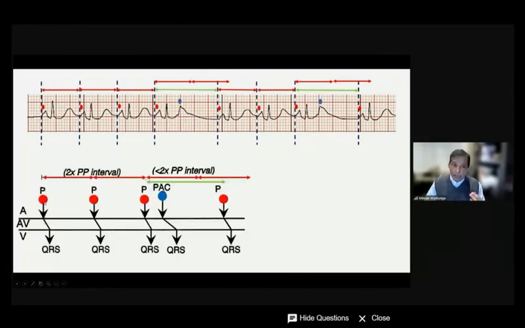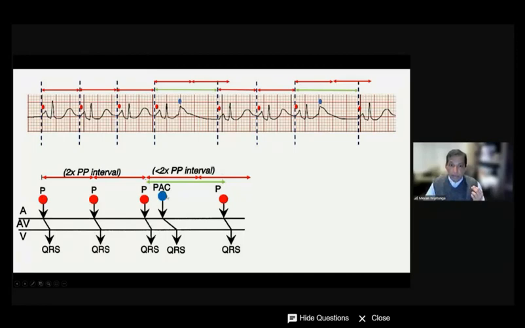It's the same thing here again. This is an important concept. People talk about compensatory pauses, non-compensatory pauses. This is what a non-compensatory pause is. Your P wave goes to the atrium, AV node, to the ventricle. This is called a ladder diagram. A ladder diagram explains how the impulse passes down from the atrium to the ventricle. P wave goes to the atrium, AV node, and ventricle.